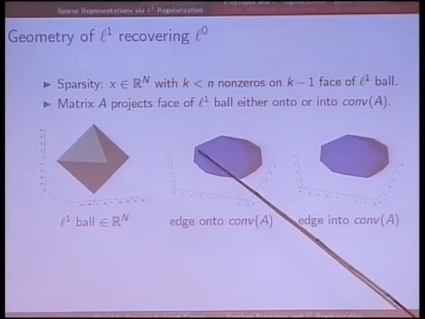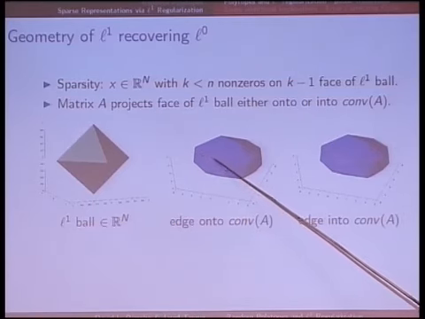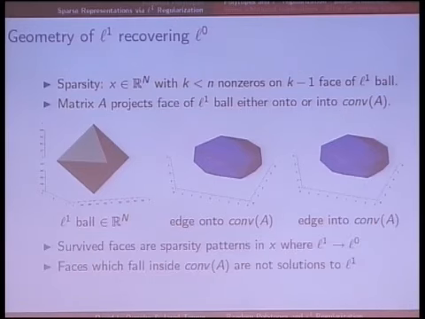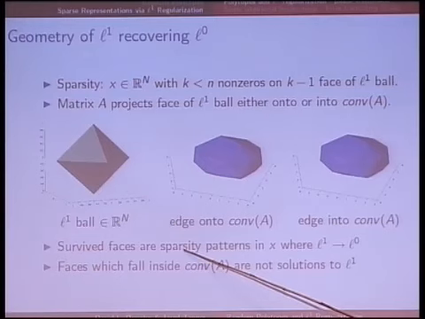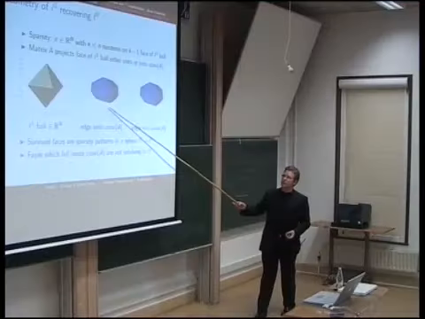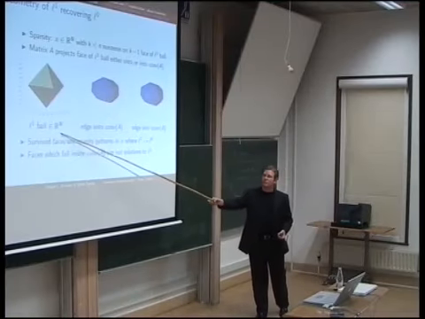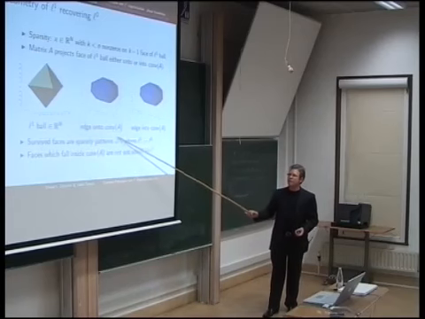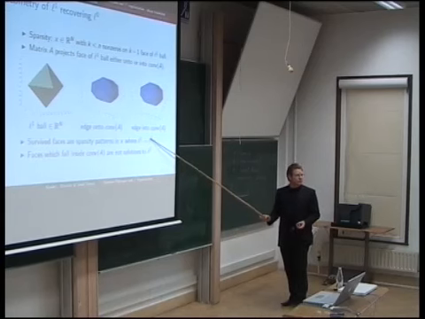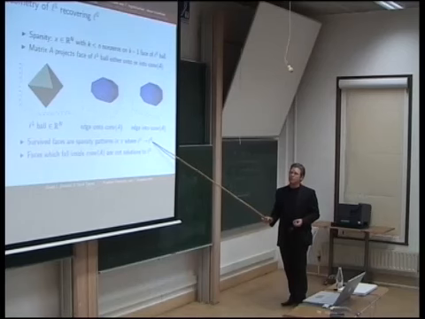Either they're going to fall on the exterior of the convex hull of A here, or they could fall interior. So for instance, it could be this dotted line, which falls interior to the convex hull of A. Well, what does that mean for the sparse recovery problem? Well, notice we don't care about the particular entries in X, but any sparsity pattern in X that falls onto the exterior, so it remains an edge, it survives projection from R capital N down to R little n. That is a sparsity pattern for which, if we solve the L1 problem, we will recover exactly the sparsest solution. We'll recover the L0 problem.